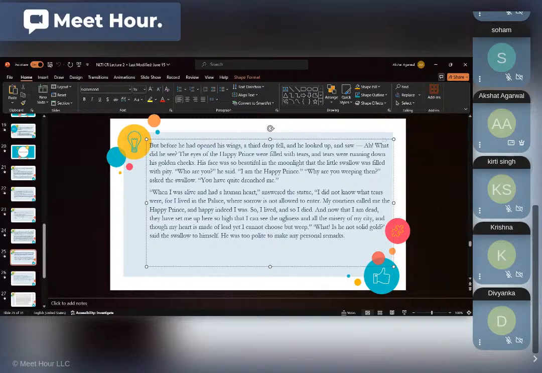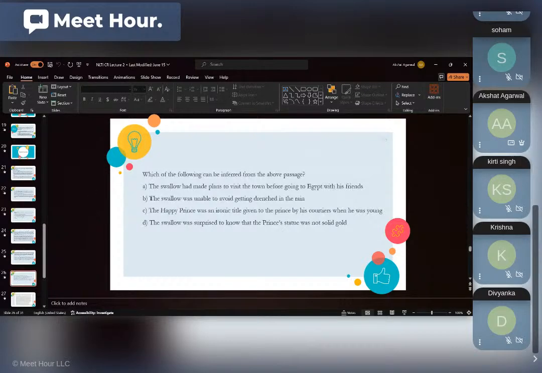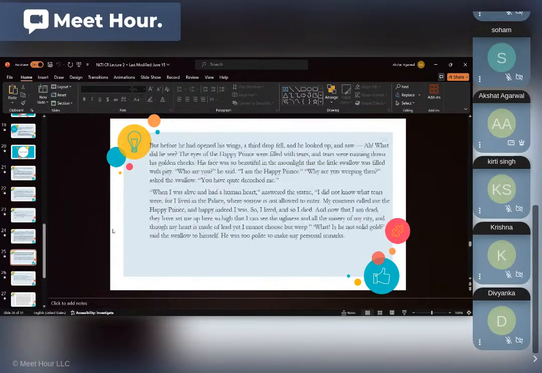Okay, so fairly simple, I guess. Option C is not the inference because if you see, it says, I was given the title of the Happy Prince, and happy indeed I was. So when he was given this title, it was not ironic. It was supposed to be apt, because he's happy, that's why he's being called Happy Prince. So that was the idea.